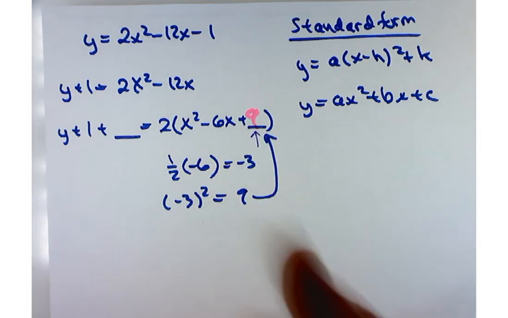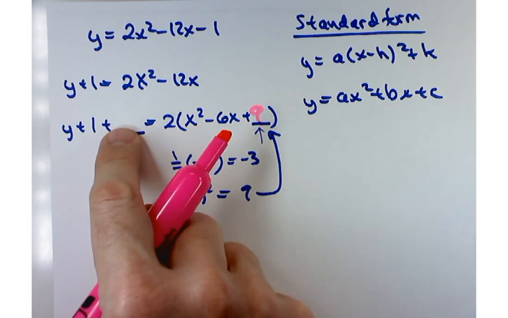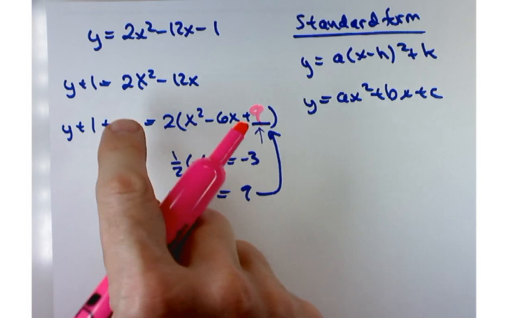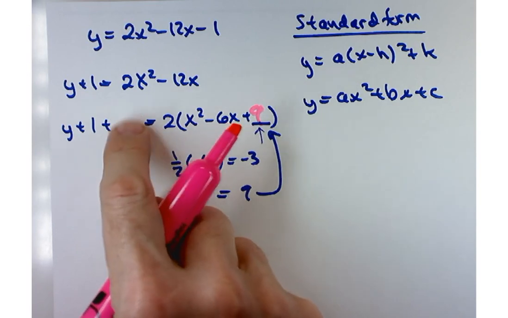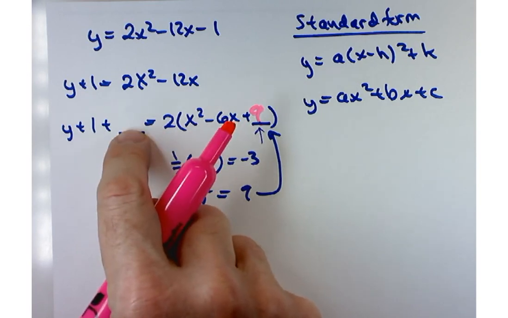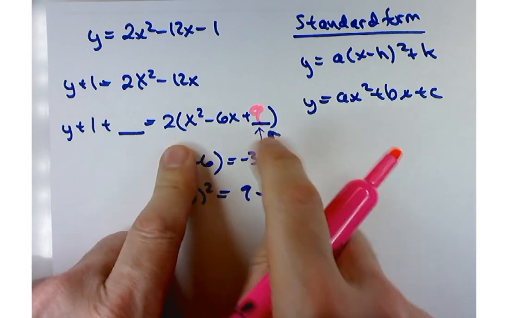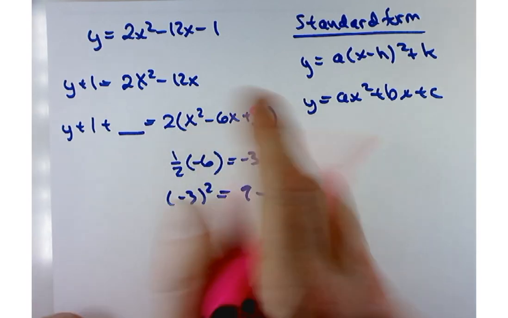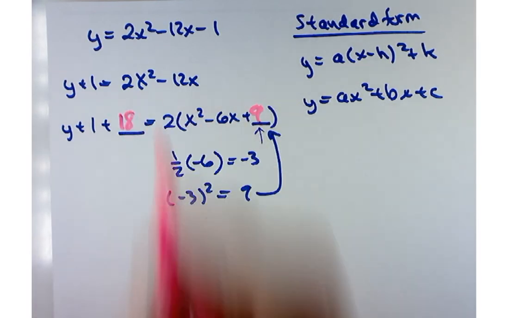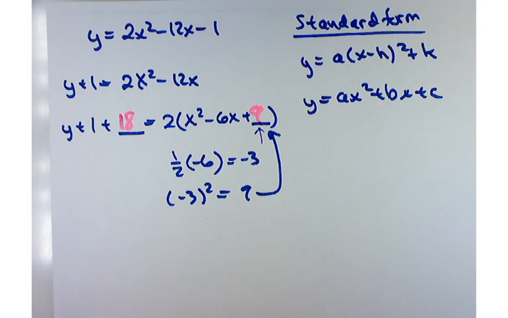but I got to keep both sides of this equation equal. If I add something to one side, I got to add something to the other side. It's not going to be a 9 though. What's it going to be? 18. 18 comes from the 2 times the 9. That's what I add to the left-hand side.